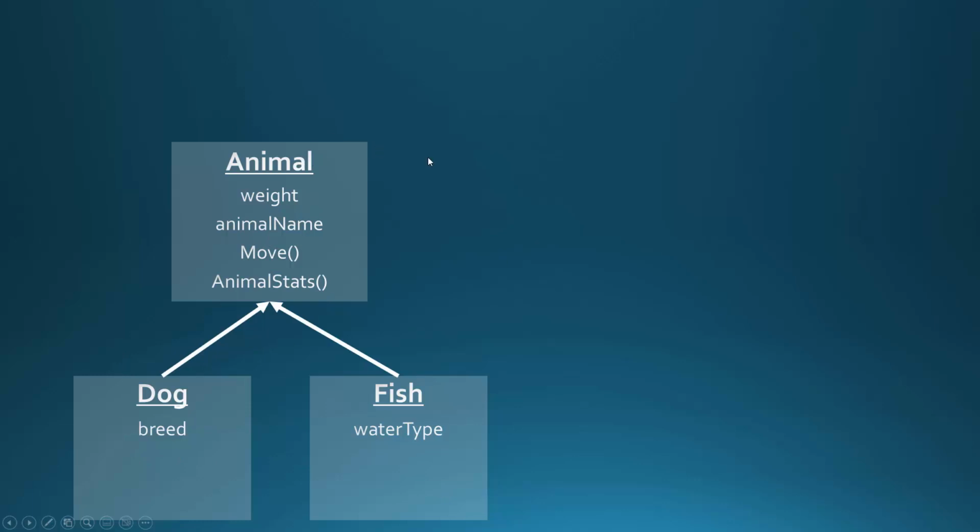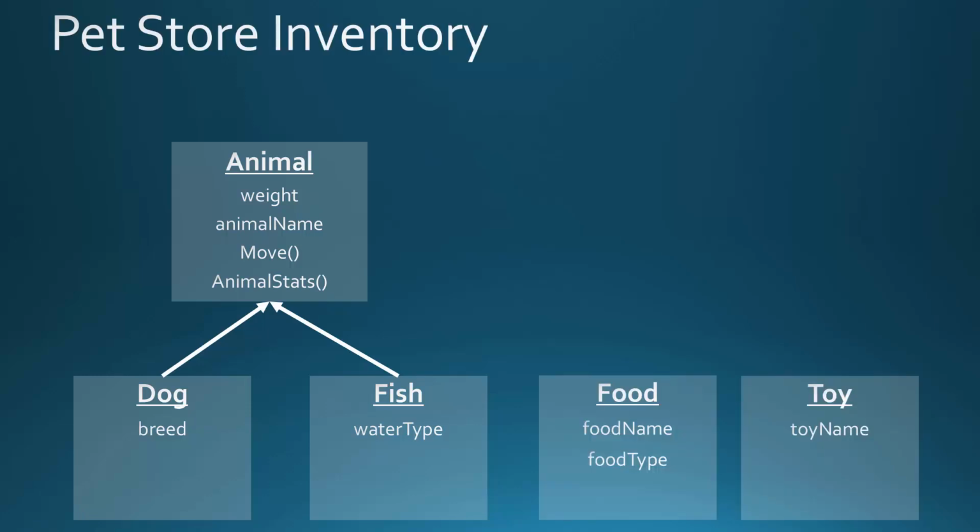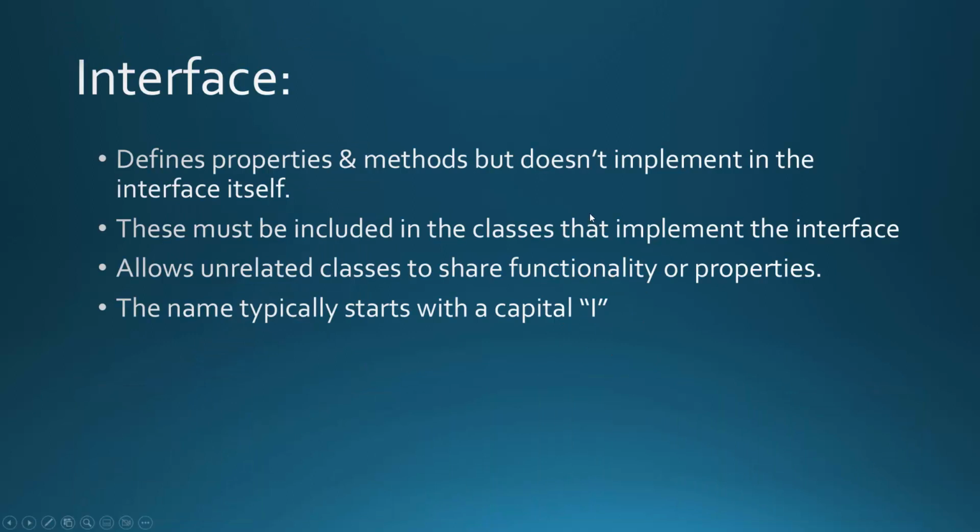But what if we had, let's say, a pet store, and we wanted to run an inventory and collect a couple of other objects that are completely different than fish or dogs? Let's say we have food for cats or dogs, and also toys. In this case, it wouldn't make any sense to have food or toy inherit from animal. And you don't want to try and force the animal parent class to have attributes and methods that don't relate to food or toys. So there's a better way of approaching this. And this is one good reason to use an interface.